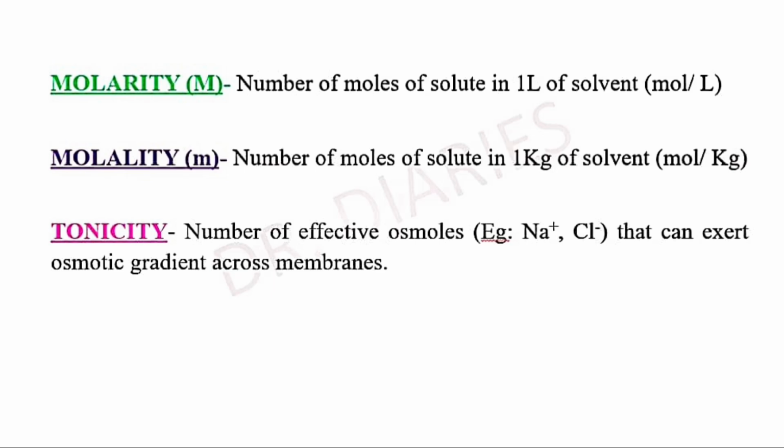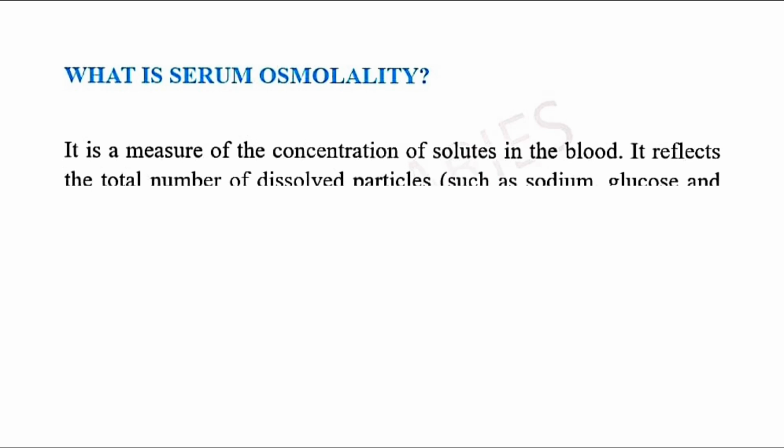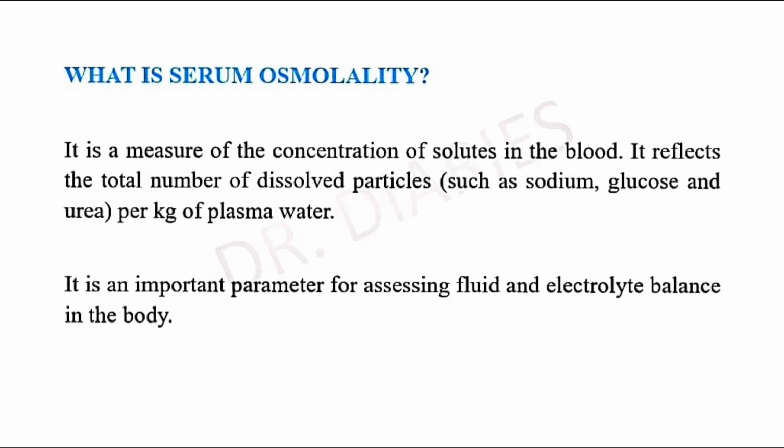For example, sodium and chloride. What is serum osmolality? It is the measure of the concentration of solutes in the blood. It reflects the total number of dissolved particles per kilogram of plasma water. The dissolved particles can be anything like sodium, glucose, and urea. It is an important parameter for assessing the fluid and electrolyte balance in the body.